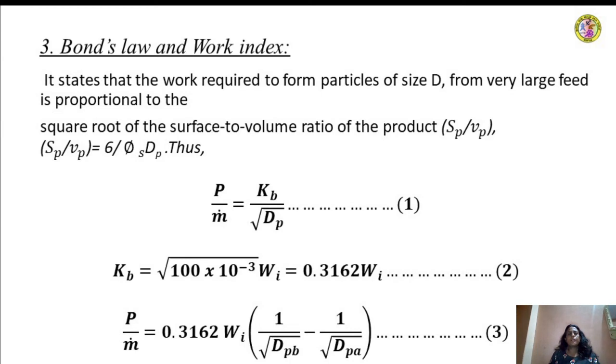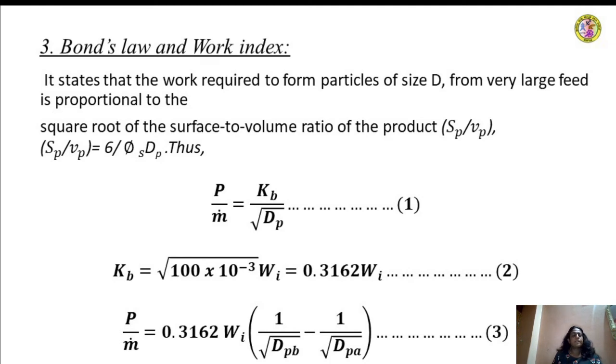Okay, so now we recall the statement of Bond's law. Bond's law states that the work required to form particles of size dp from a very large feed is proportional to the square root of the surface to volume ratio of the product. The surface to volume ratio of the product is represented by Sp divided by Vp. From the definition of the sphericity phi s, this will be equal to 6 by phi s dp. So that is how the surface to volume ratio is related to the size dp.